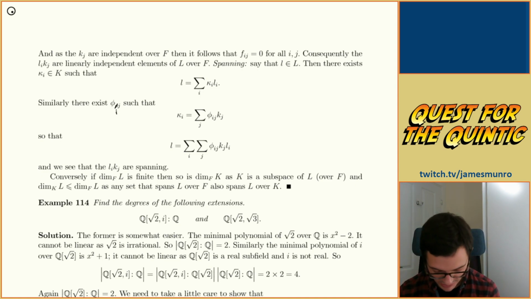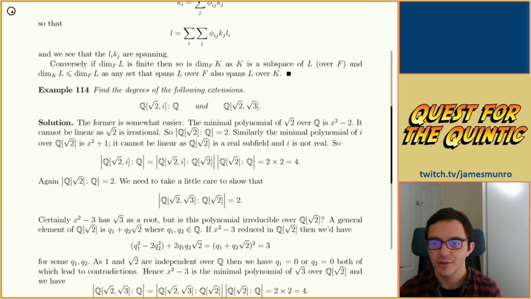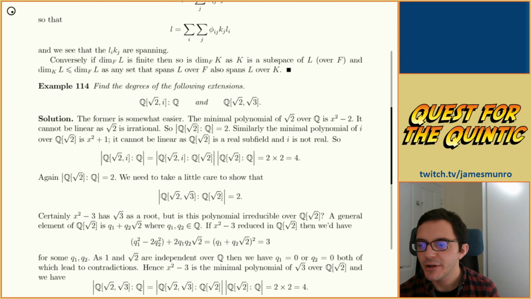Find the degrees of the following extensions. That one's got root 2 and I in it. Let's try doing this. Well, let's read the example, I suppose. Minimal polynomial of root 2 over Q is x squared minus 2. Good. So fine, that's got degree 2. And the next one's got degree 2 as well when you put in I. Oh yeah, so it's checking that those things are actually different.